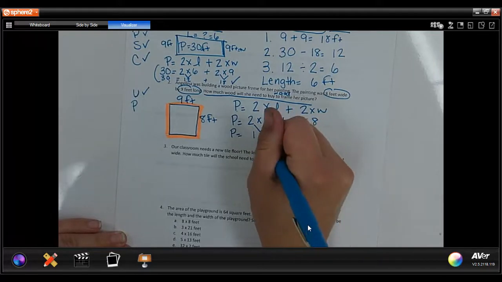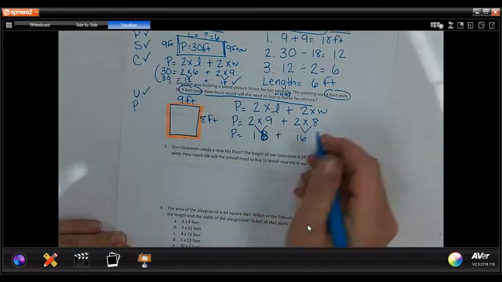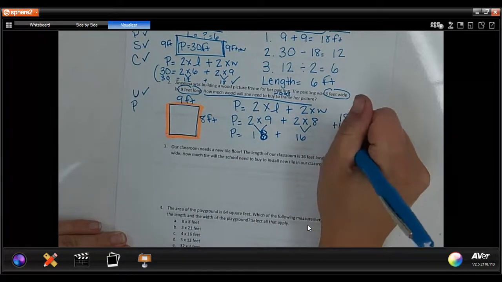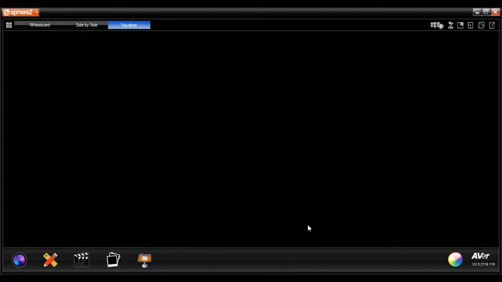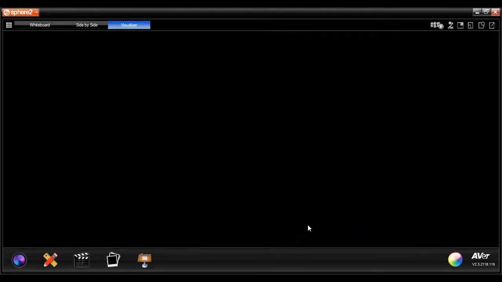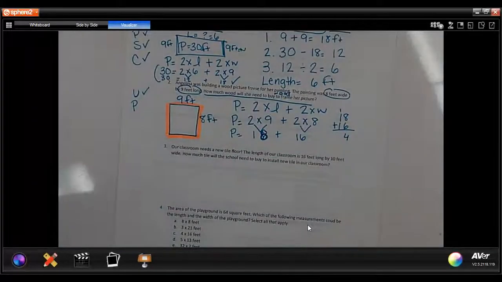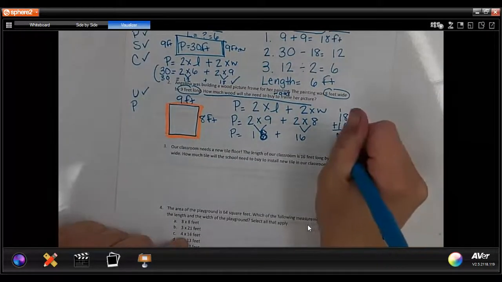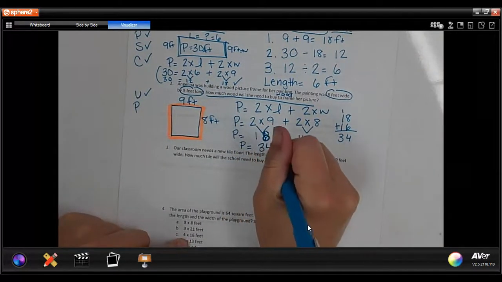No, that is 18. 18 plus 2 times 8 is 16. I'm going to add those together. 18 plus 16. 4, carry the 1. Sorry about the lights. And then 1 plus 1 plus 1 is 3. So P equals 34 feet.